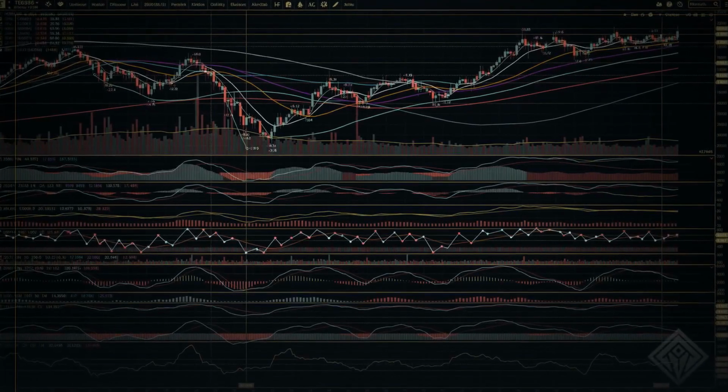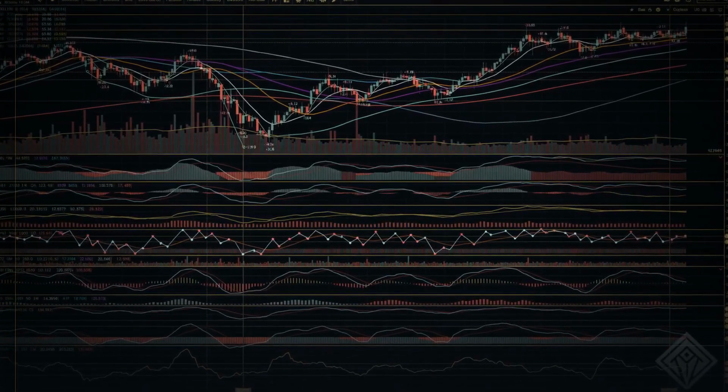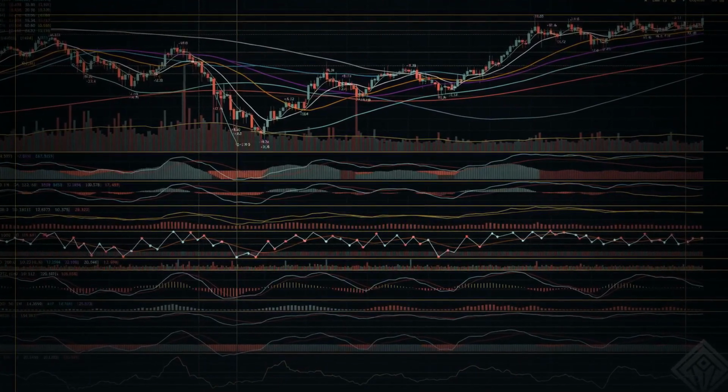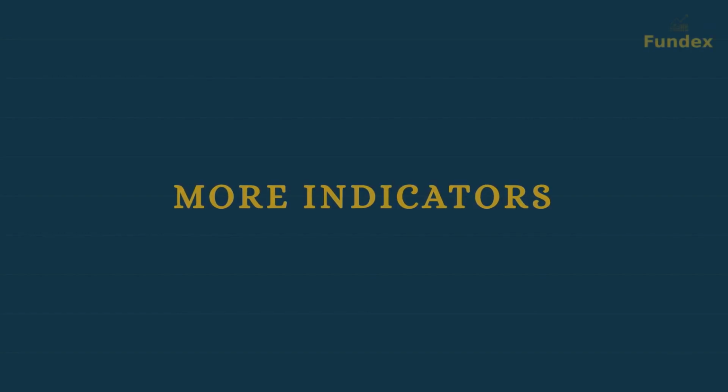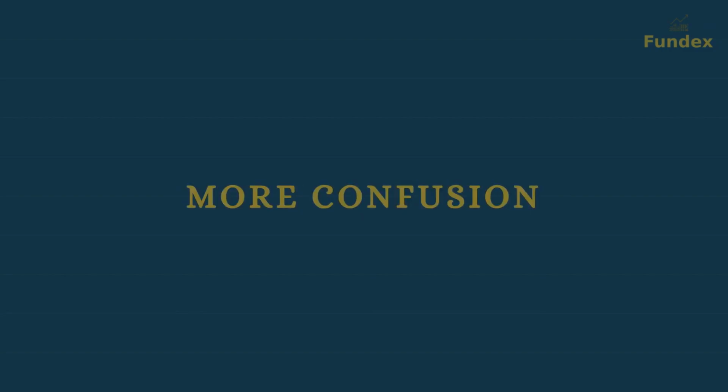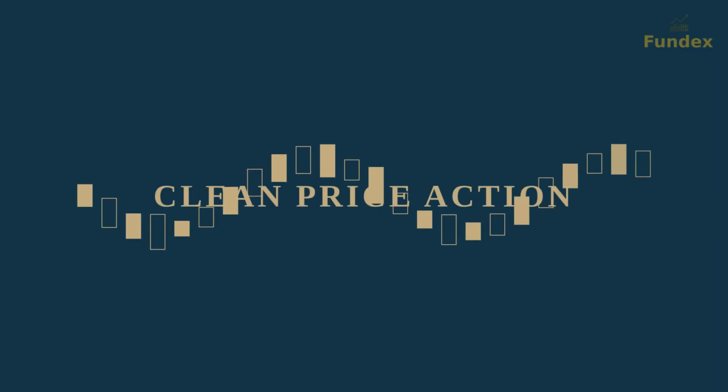Trading does not have to be complicated. In fact, one of the biggest mistakes I see traders make is adding more and more information to their charts. More indicators, more time frames, more entry signals, more strategies, and somehow instead of becoming more consistent, they become more confused. My approach is different.